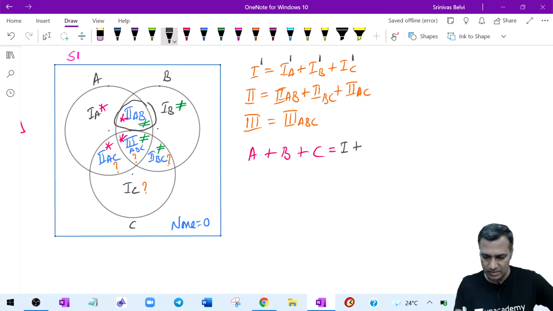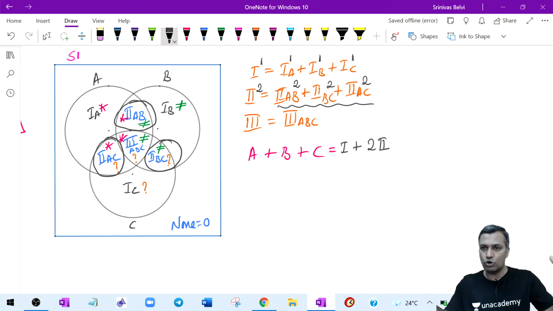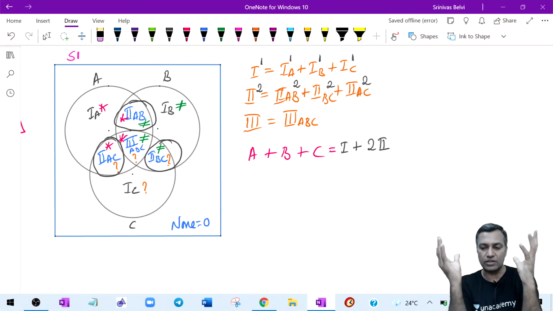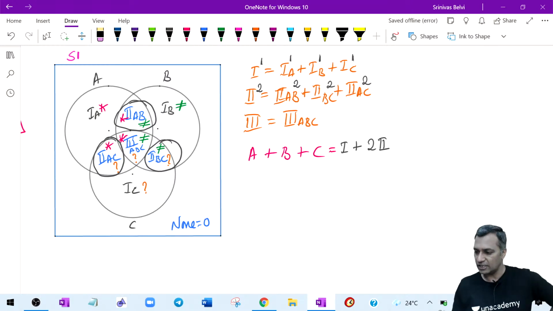I could see 2 symbols in this circle, 2 symbols in this circle, and 2 symbols in this circle, which means 2AB is accounted 2 times, this is accounted 2 times, this is accounted 2 times. Therefore region of 2 has been accounted 2 times, implies 2 times of region of 2. Of course region of 2 has been partitioned into 3 groups, we all know that, but I'm talking about region of 2 together: every element of region of 2 has been accounted 2 times. That is what is important.